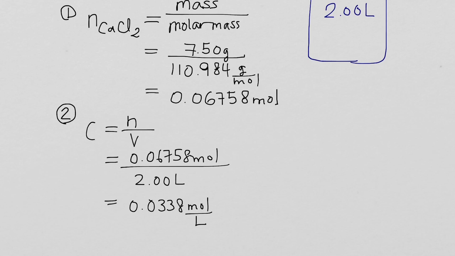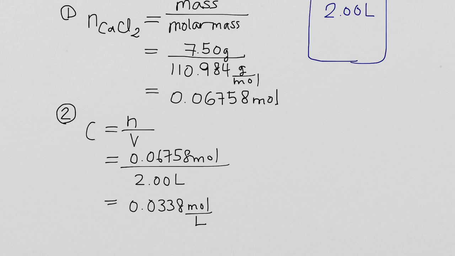So what we're saying is, yes, there are 2 liters and there is 0.06758 moles dissolved in it, but when we talk about molarity, it's always a ratio put in terms of per 1 liter. So that means in every liter of solution, there is 0.0338 moles of calcium chloride dissolved.